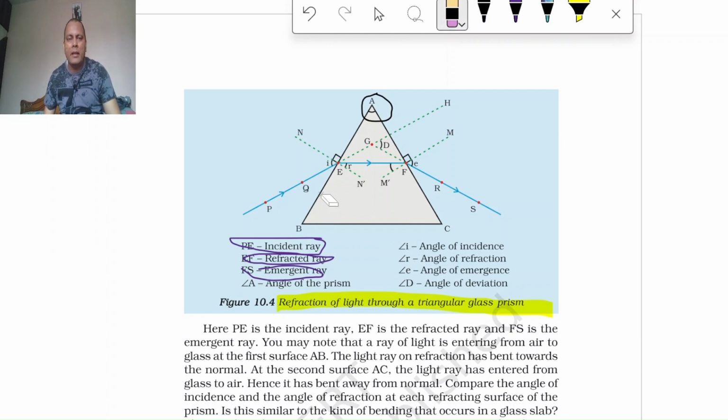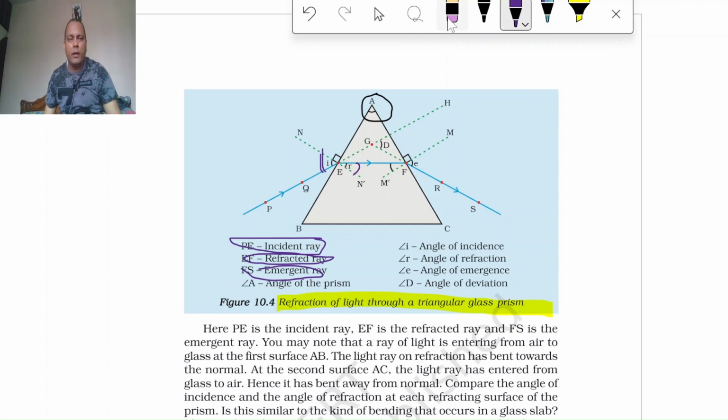So what is the angle of incidence? When a ray comes on any surface and we draw a perpendicular line on that surface, the angle between that line and the ray is called the angle of incidence. In the same way, on the other side, the angle between the perpendicular line and the ray is the angle of refraction.